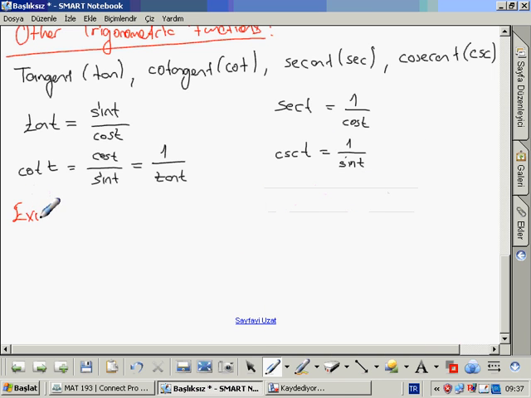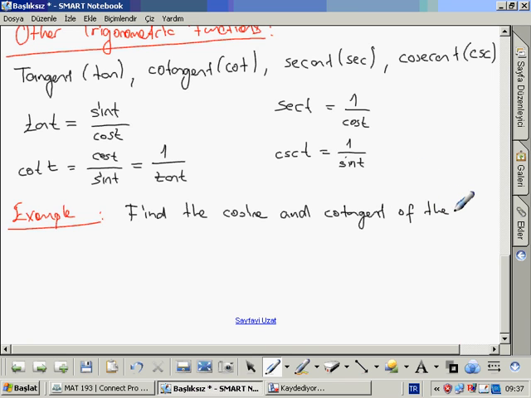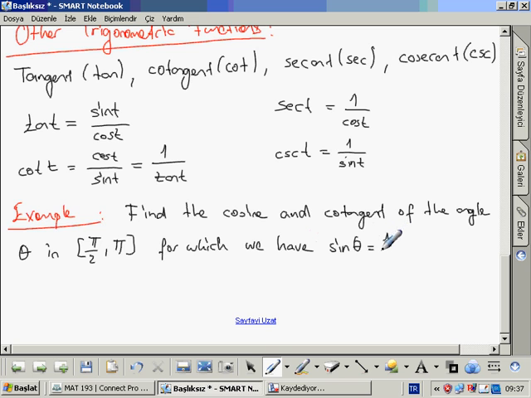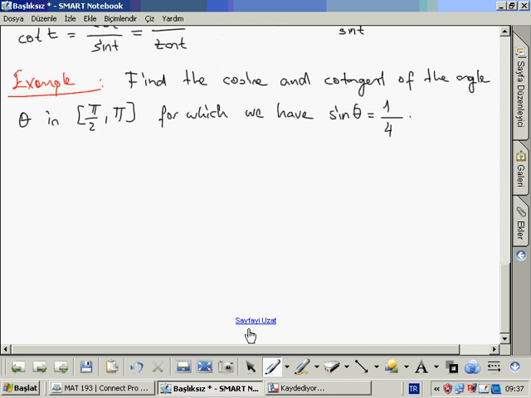And the example: find the cosine and cotangent of the angle theta in the range of pi over 2 comma pi, for which we have, this is important, sine theta equals 1 over 4. It is given.